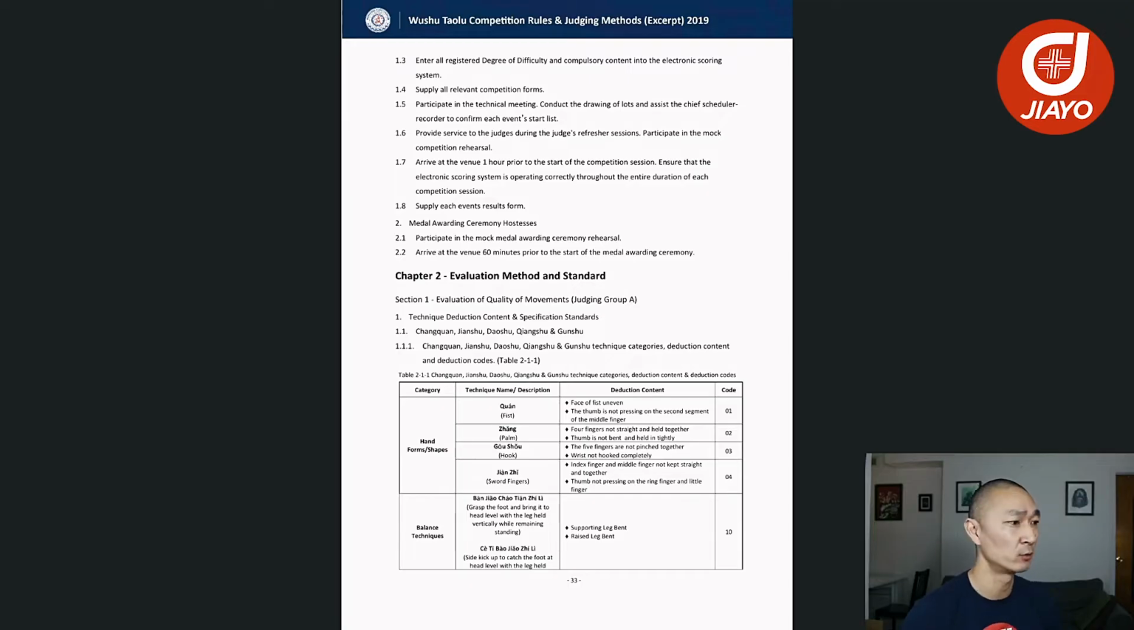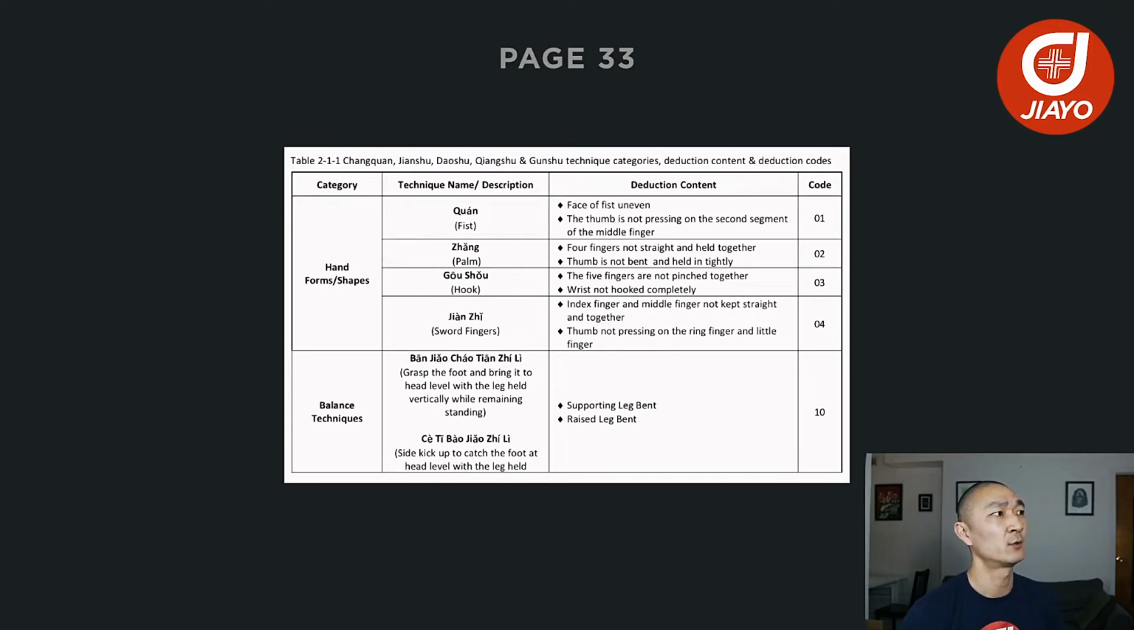Okay, so let's take a quick look at one of those tables. This is on page 33 of the rulebook, and we'll zoom in. This is for Changquan, Jianshu, Daoshu, Qiangshu, and Gunshu, long fist, straight sword, broadsword, spear, and staff. So on the left, we have the categories. It has a list of the technique names in Pinyin Chinese as well as in English. We have the column for deduction content, and on the right, we have the code numbers. So for example, a code 01 is for fist, and the code 1 can be applied if one of these two things happen. For a fist, that's if the face of the fist is uneven, or if the thumb is not pressing on the second segment of the middle finger.